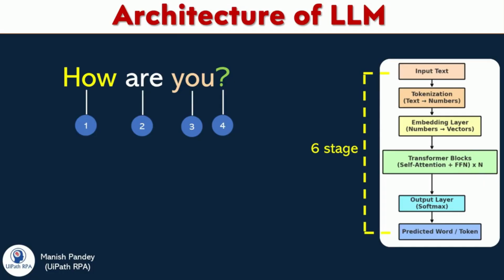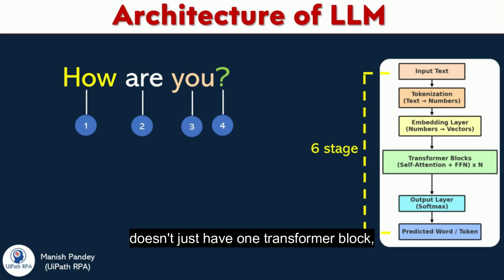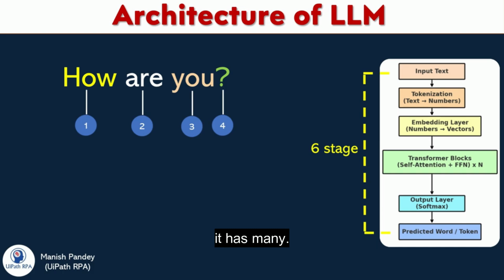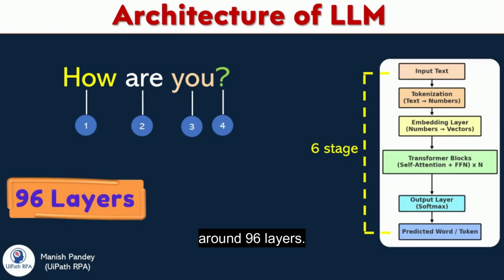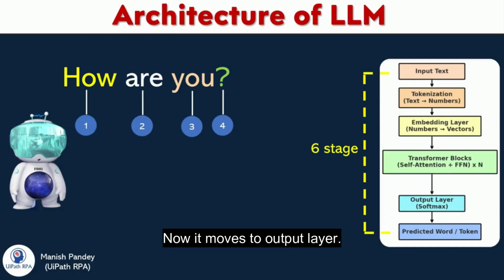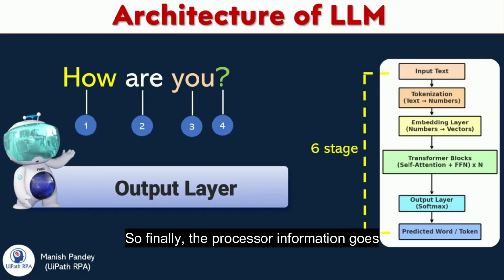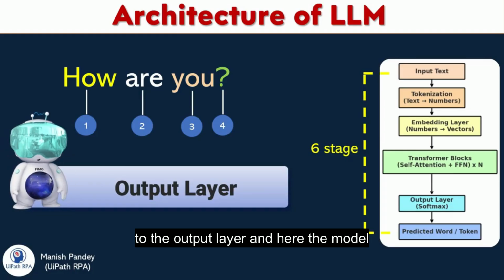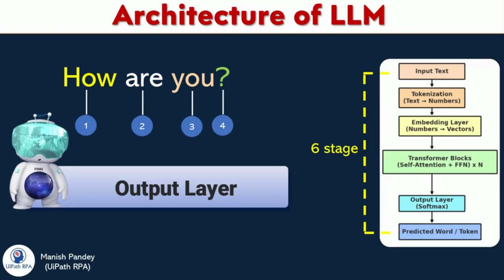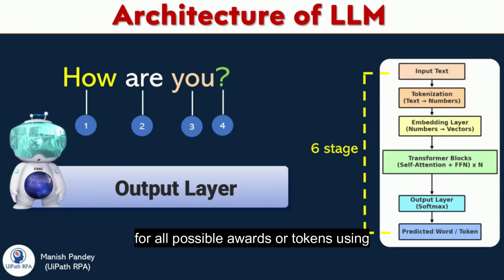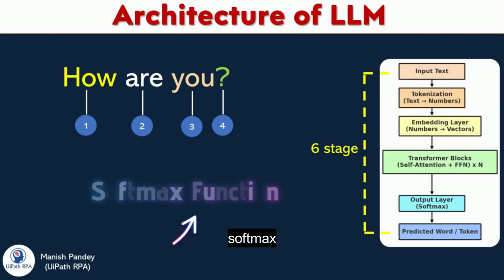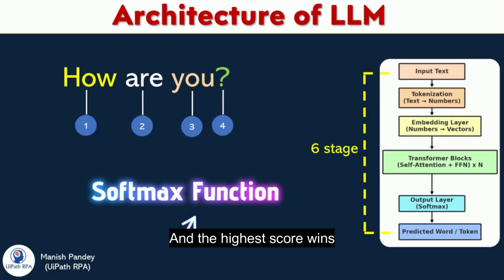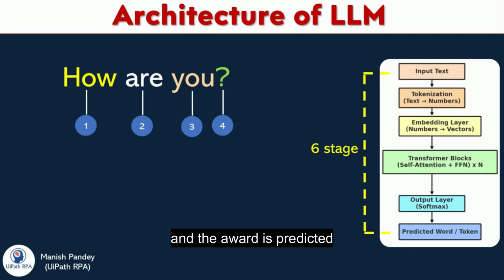An LLM doesn't just have one transformer block, it has many. For example, GPT-3 has around 96 layers. Now it moves to the output layer. So finally, the processed information goes to the output layer, and here the model calculates the score for all possible words or tokens using something called the softmax function. And the highest score wins, and that word is predicted as the next token.